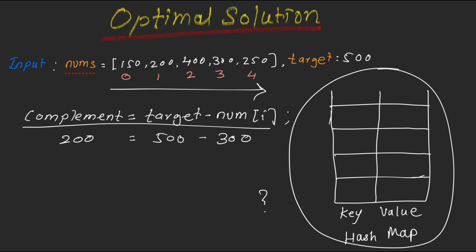If the HashMap says no, that's okay. We just add the current num and its index to our HashMap. We store it just in case it becomes the complement for a later number we encounter.